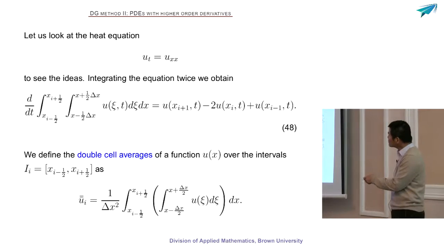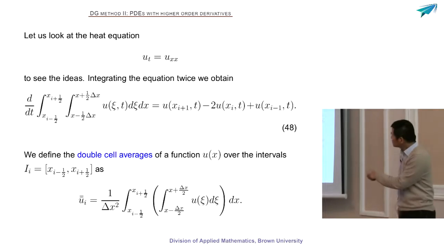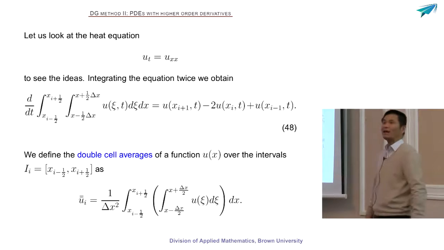Why is double cell average good? Because if you apply the double cell averaging operator on both sides of this equation, on the left you get d/dt of the double cell average. On the right, if you integrate twice, it's a second derivative, so you just get this traditional central 3-point scheme. It looks like a scheme. Notice that 48 is not a scheme. 48 is satisfied by the exact solution of the heat equation.